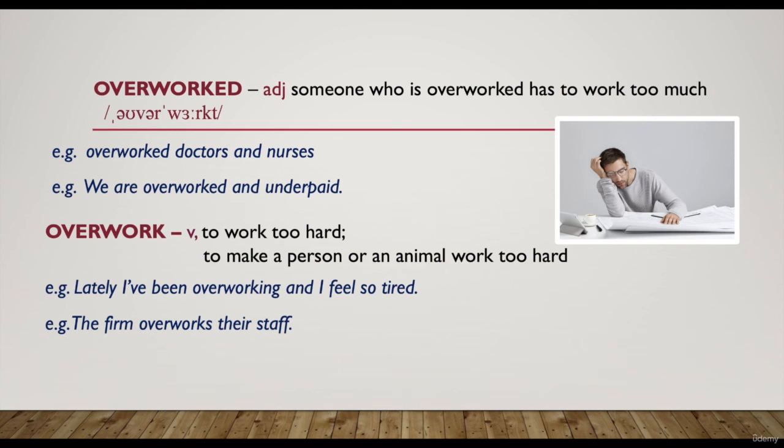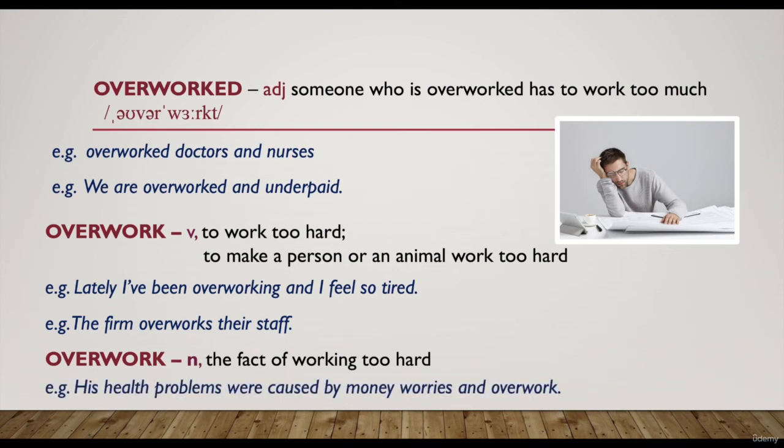The firm overworks their staff. Here, on the other hand, the firm makes people work. It doesn't work too hard itself, but it makes their staff, their personnel, work too hard. Overwork can also be a noun, and it means the fact of working too hard. For instance, his health problems were caused by money worries and overwork, which means it is because of the money worries and because of too much work that his health problems started.